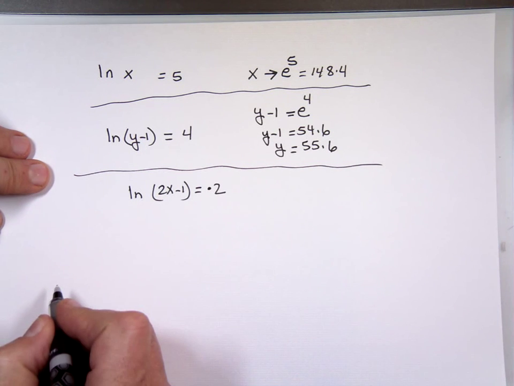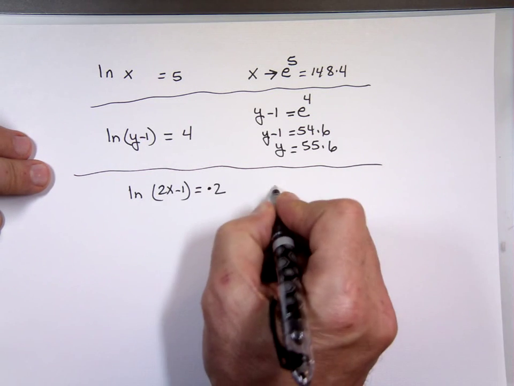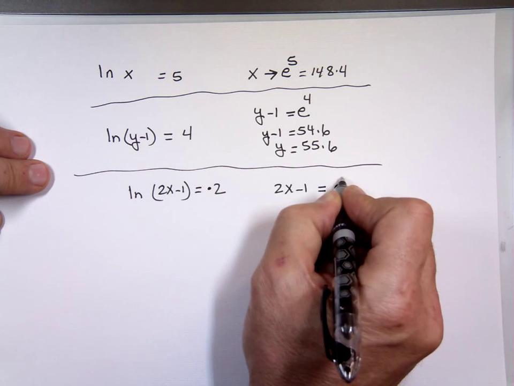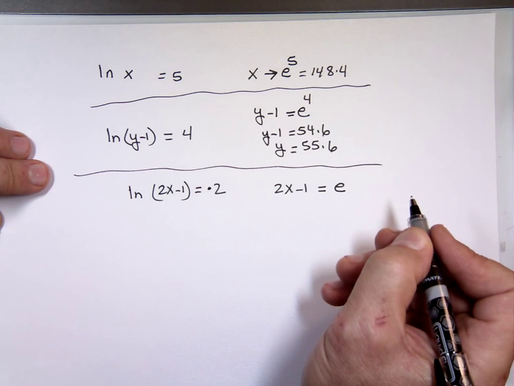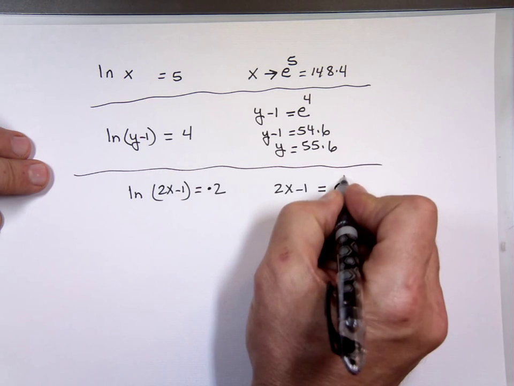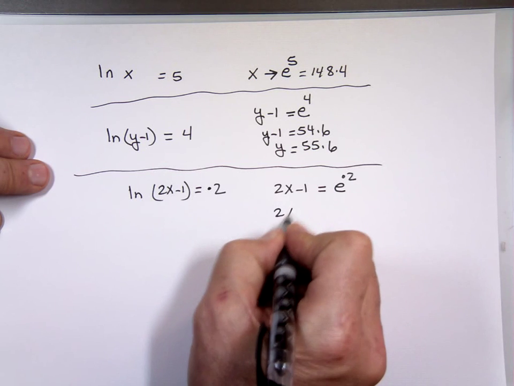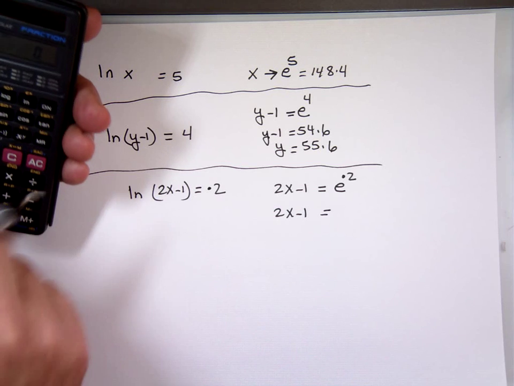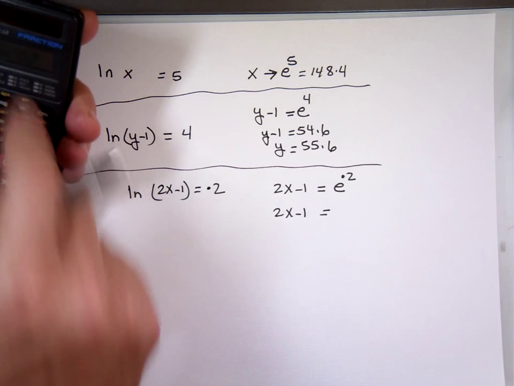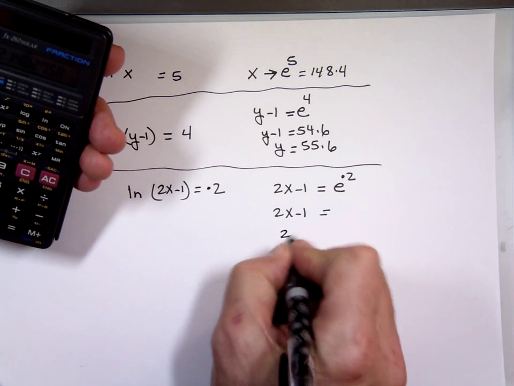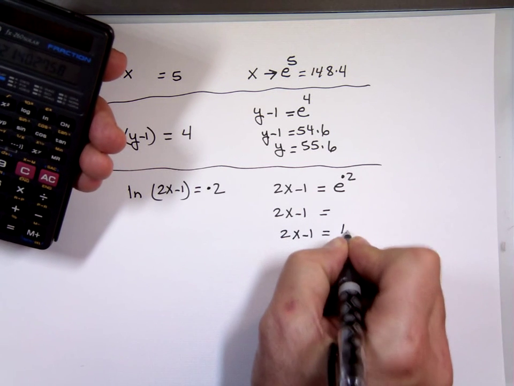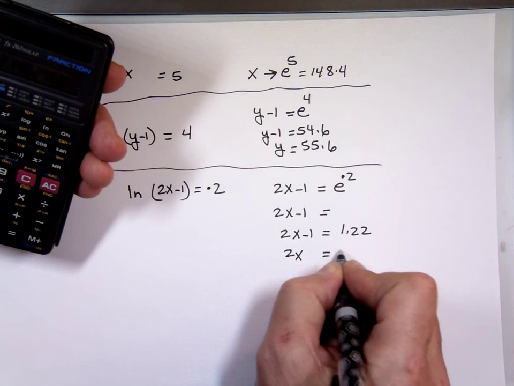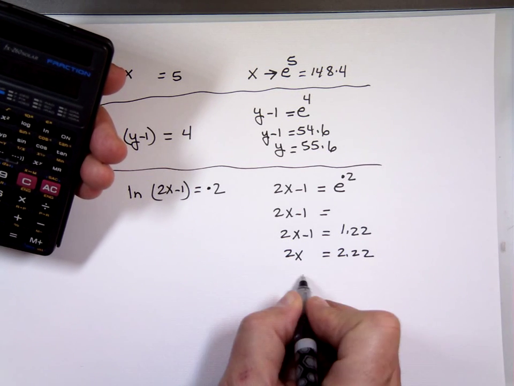What about this one? You want 2x minus 1 to equal what? E to the what? 0.2. Good. E to the 0.2, that's 1.22. Add 1 to both sides. 2.22. To solve for x, you divide by what? By 2?